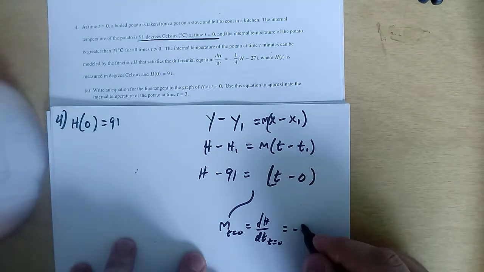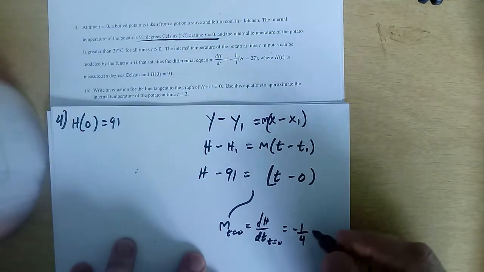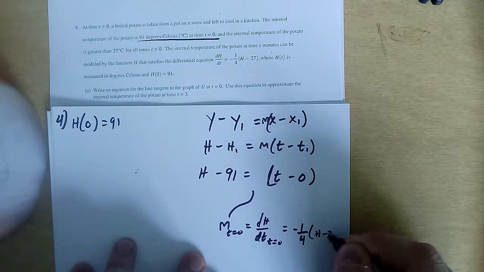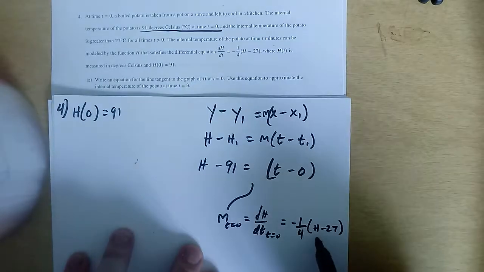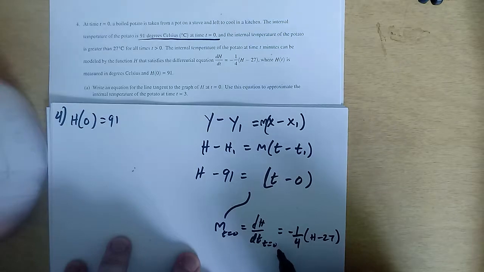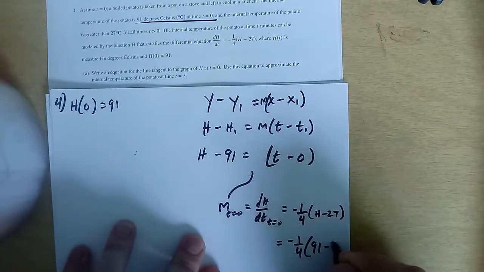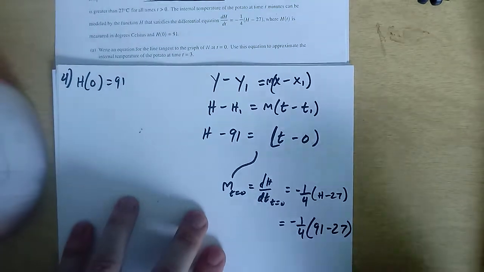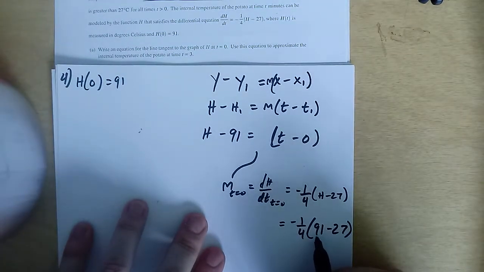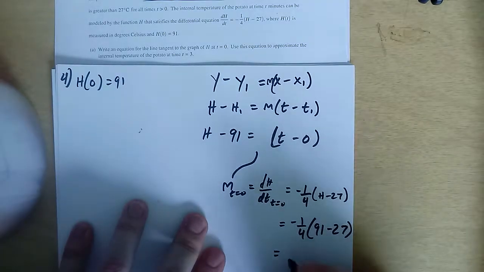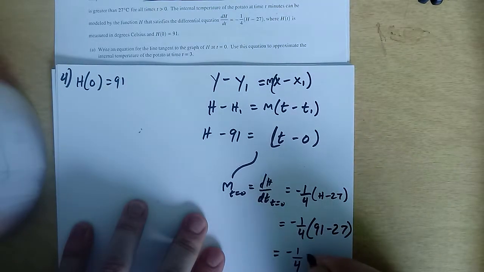So I can do that by doing negative 1 over 4 times h minus 27. Wait, but what's h? Oh, right. When t is 0, h is 91. So that's negative 1 over 4 times 91 minus 27. You've got to do that without your calculator because it's a non-calculator. So I would do negative 1 over 4 times: 90 minus 20 is 70, minus 7 more is 63, and there was one more, so 64.